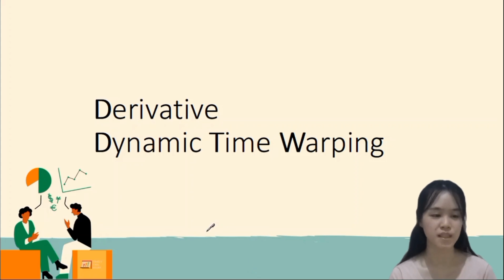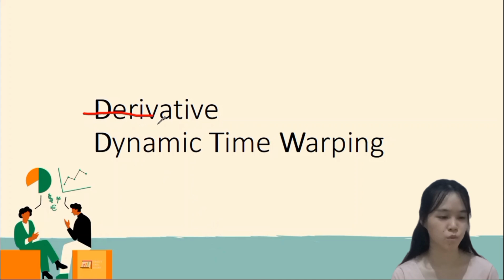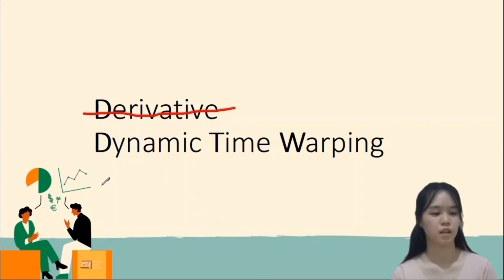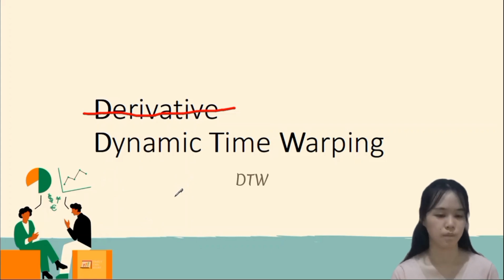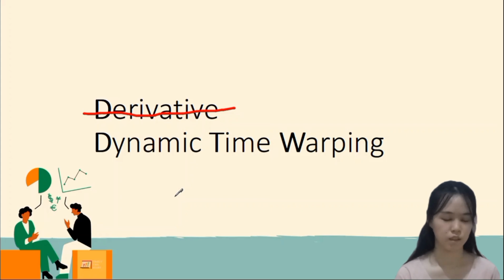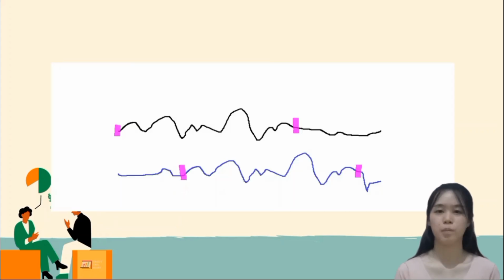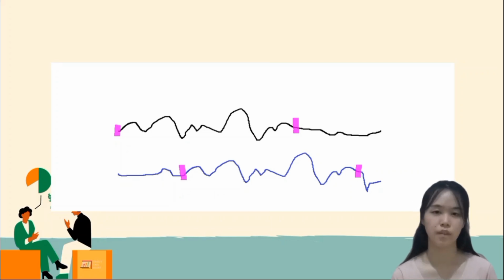However, to understand this, I need to cross this word first, and we need to start from understanding dynamic time warping first. Okay, so I'm going to try to explain this very briefly. So basically, dynamic time warping is a way to align the time series so that the distance between them is minimized.